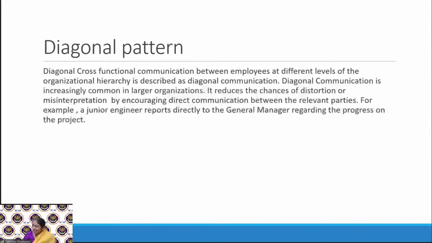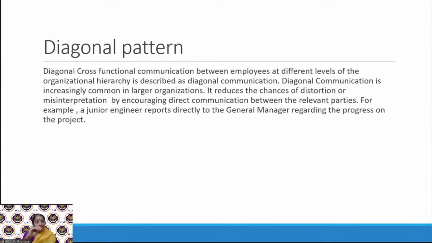Yeah. So diagonal is cross-functional, between employees at different levels of the organizational hierarchy. What is meant by organizational hierarchy? Hierarchy is the ranking of officials in a workplace, in a company. How is that designed? You have the CEO, the managing director, the director, the CFO.